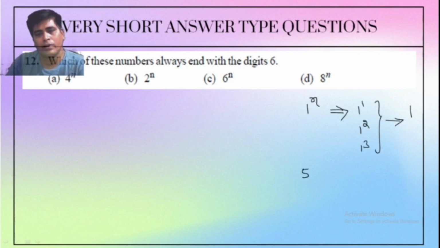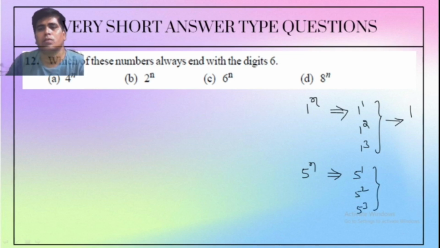Similarly 5 power n. If I take different values for n, 5 to the power of 1, 5 to the power of 2, 5 to the power of 3, in the answer you will get the unit digit as 5. 5 power 1 is 5, 5 power 2 is 25, 5 power 3 is 125. So the unit digit is always 5. n may be anything, odd or even, so 5 power n always ends with 5.